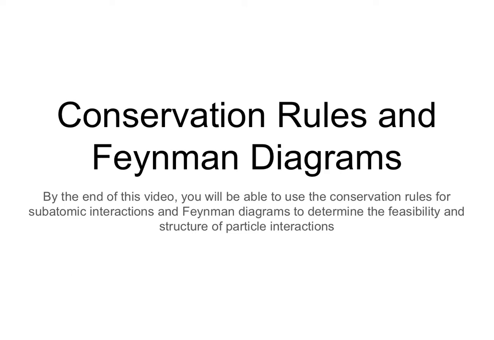In this video, you're going to learn about conservation rules and Feynman diagrams. By the end of the video, you'll be able to use the conservation rules for subatomic interactions and Feynman diagrams to determine the feasibility and structure of particle interactions. So you'll basically be able to determine whether a particle interaction can happen, and if so, what it looks like.